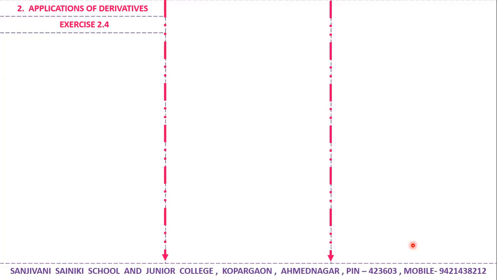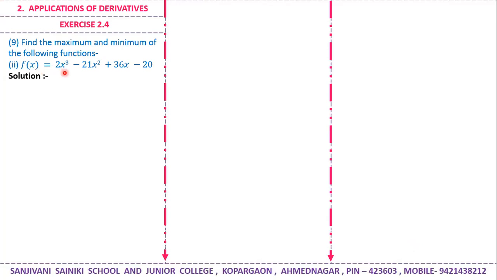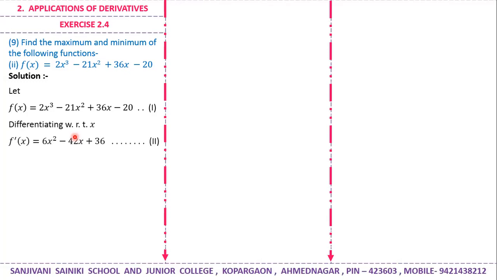The next example is f of x is equal to 2x cube minus 21x square plus 36x minus 20. The procedure is the same throughout this. To find the extreme values, throughout we are going to find the first derivative, then the roots of the first derivative, the points where the first derivative becomes 0, which are called stationary points or turning points. Then we will find the second derivative and check its sign at those stationary points. So the first derivative and the roots are x minus 1, x minus 6.